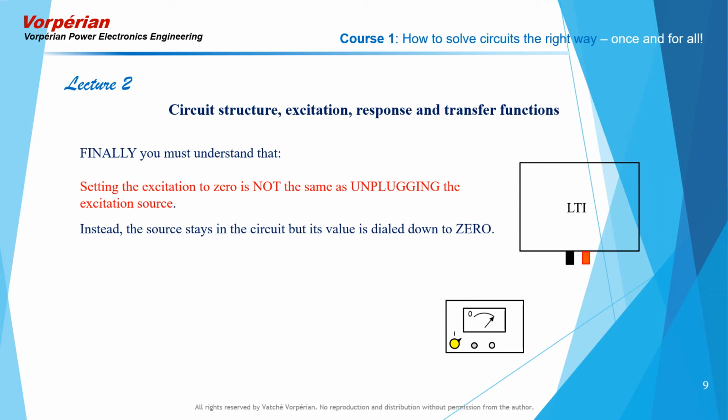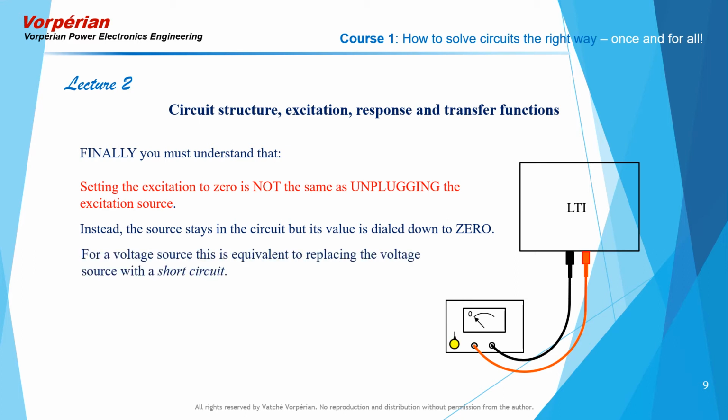Instead, what you do is that you dial the value of the excitation down to 0. And if it happens to be a voltage source, you dial its value down to 0, which makes the voltage source equivalent to a short circuit. And if the excitation happens to be a current source and you dial down its value to 0, the current source acts like an open circuit with 0 value. And this is very important to keep in mind.